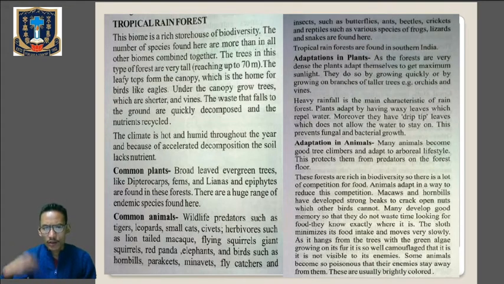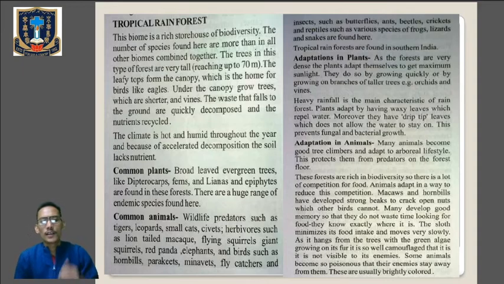In the tall trees we will find birds like the eagle. Then under the canopy we will find smaller trees, shrubs and vines. Clear? Climatic conditions in the tropical rainforest are usually hot and humid throughout the year. Why? Because of the accelerated decomposition of the soil, which lacks nutrients. This is the characteristic of the tropical rainforest. It is very easy and clear.